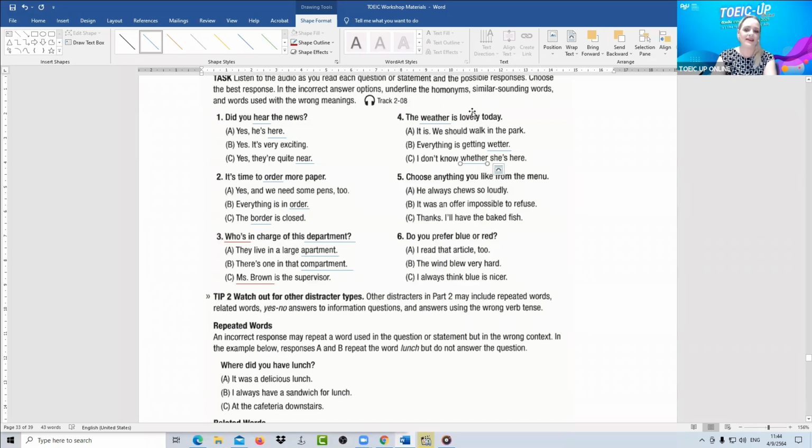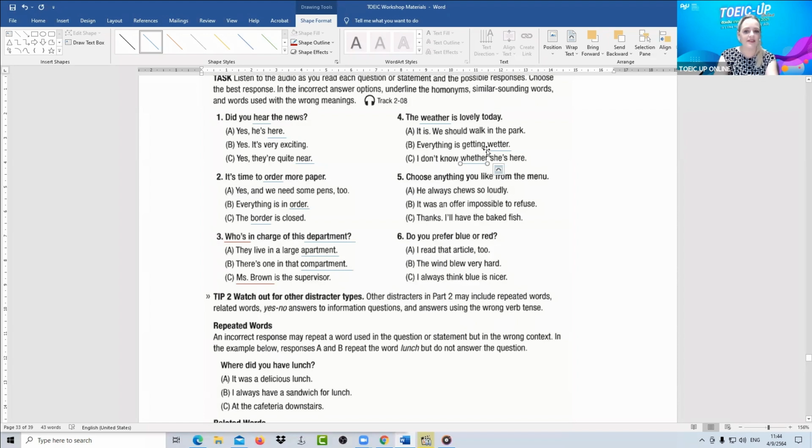And if you say the weather is lovely, that means that it's positive. It is. We should walk in the park, right? The weather is good. The sun is out. Let's go for a walk. So A is your answer for this one.